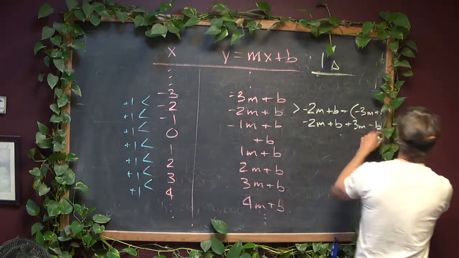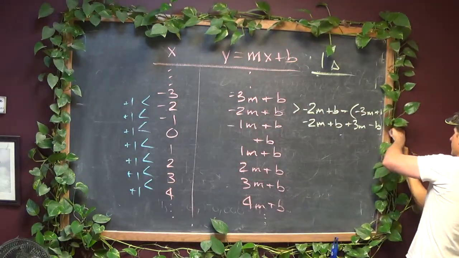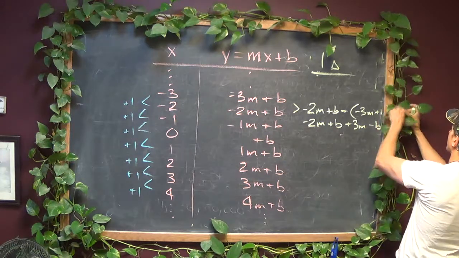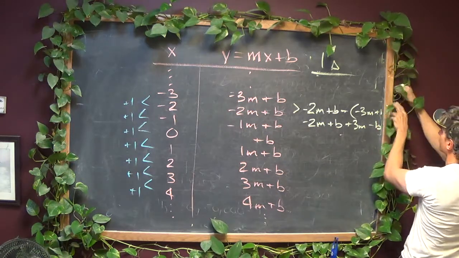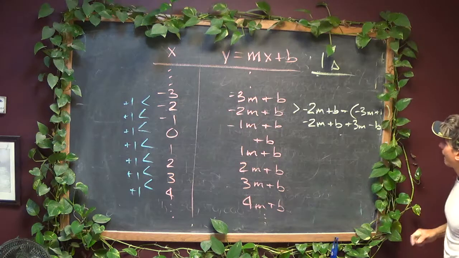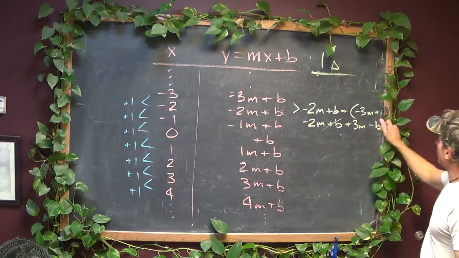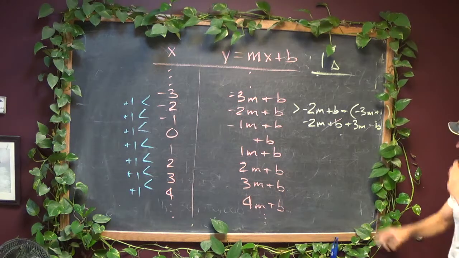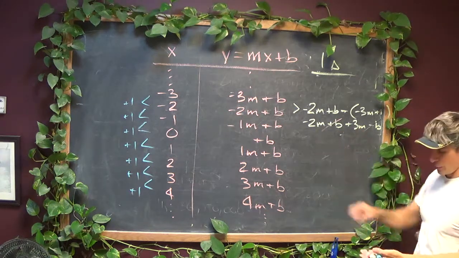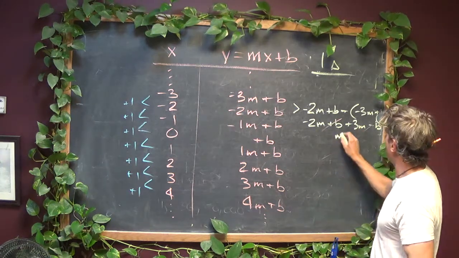I'm going to grab these leaves and pull them back. This plant is growing much better than I thought it would. So you can see what's going on over here. Okay, now hopefully you're going to notice right now, that b cancels off that opposite of b. And then you've got 3m minus 2m, which leaves you with just m.